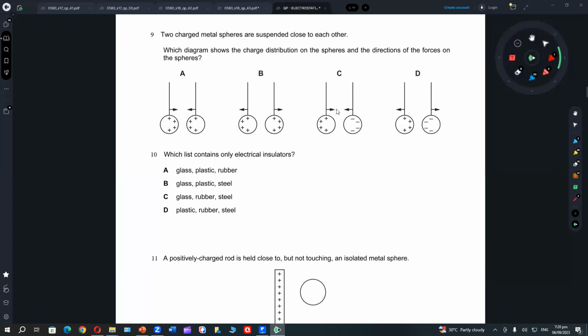Two charged metal spheres are suspended close to each other. Which diagram shows the charge distribution on the spheres and the direction on the spheres? Like charges repel, unlike charges attract. So you have to see which is the right option. Like charges repel. Repulsion means opposite arrows.